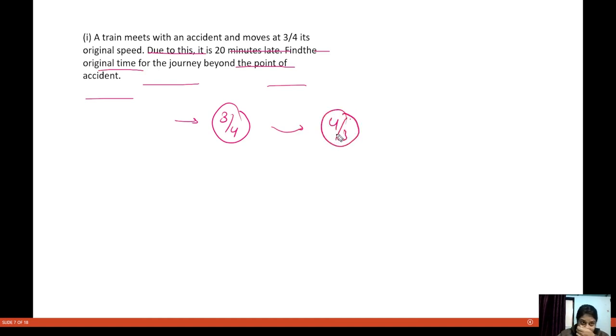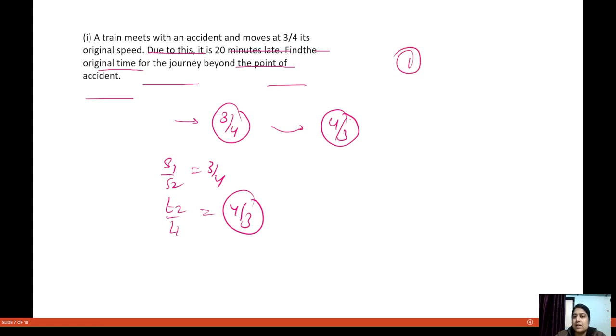Because it is saying that s1 by s2 is equal to 3 by 4. You already know that the ratio of time, t2 by t1, will be 4 by 3, because the ratio of time is inverse. So earlier, for example, we were taking 1 hour, and now you will take 4 by 3 hours. So from here, the information we are getting is that when our speed becomes 3 by 4 times, our time becomes 4 by 3 times.